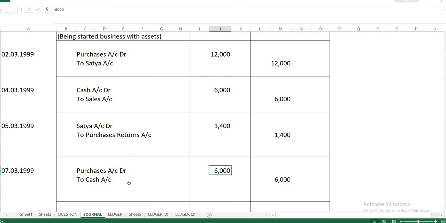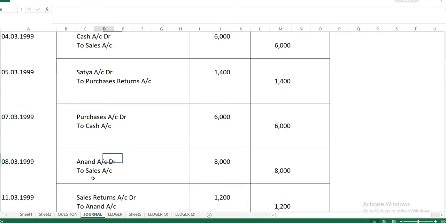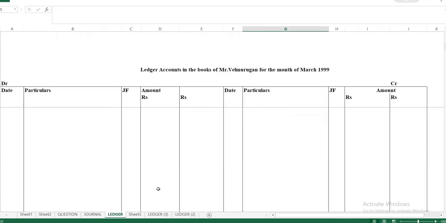Next, moving to the next transaction: Anand to sales account. In the Anand account you will be writing "to sales account". In the sales account, you enter "by Anand account" on the credit side. So in the Anand account you have to put "to sales". We already opened the Anand account, everything. So just going to the Anand account.